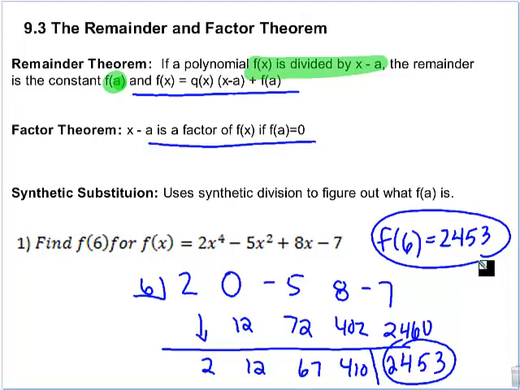That also tells us that 6 is not a factor. It is not going to be one of the solutions for this equation. How do you know that? We didn't get a 0 for a remainder. If we had gotten a 0 for our remainder, then that would have been one of our solutions that worked. So it's just synthetic division, and you're looking for the remainder.